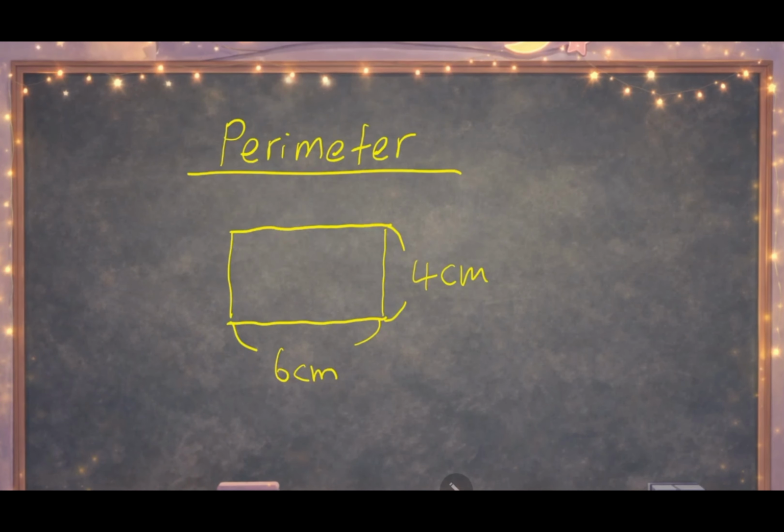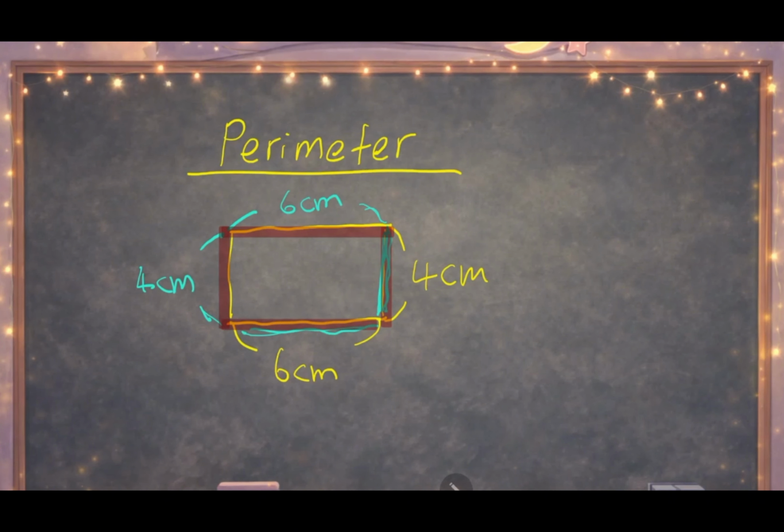Now, let's try to calculate the perimeter of this rectangle. Its length is 6 centimeters and its width is 4 centimeters. The opposite side of the length would also be 6 centimeters, and the opposite side of the width would also be 4 centimeters. Now we have to calculate the total length of all 4 sides.